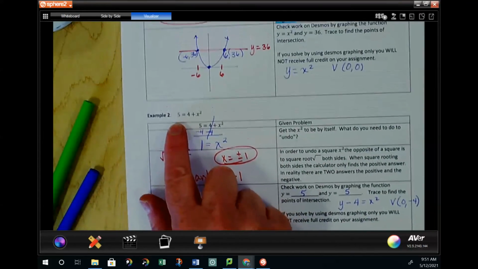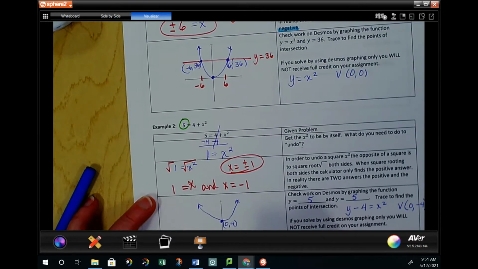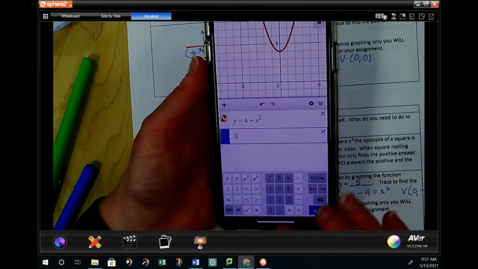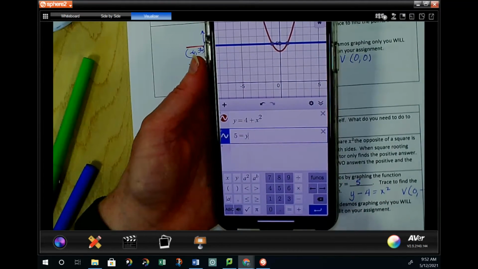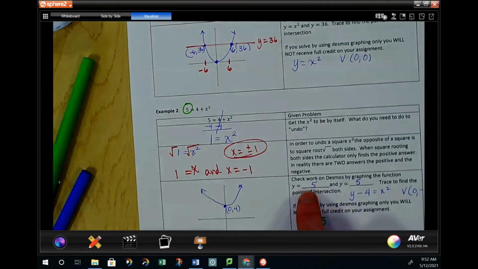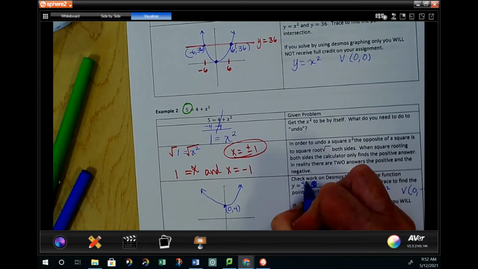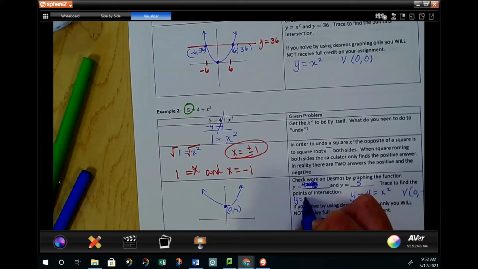So the next one, this equals 5. Okay, so now I've got y is equal to 5 on my next equation that I'm going to type in because these both have to equal 5. So then y is equal to 5. And now I've got this graph. So check your functions. Oh, sorry, I messed that up. This should be y is equal to 4 plus x squared, and y equals 5.